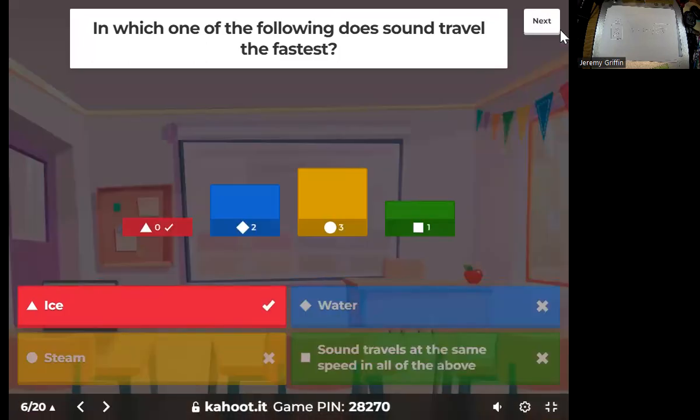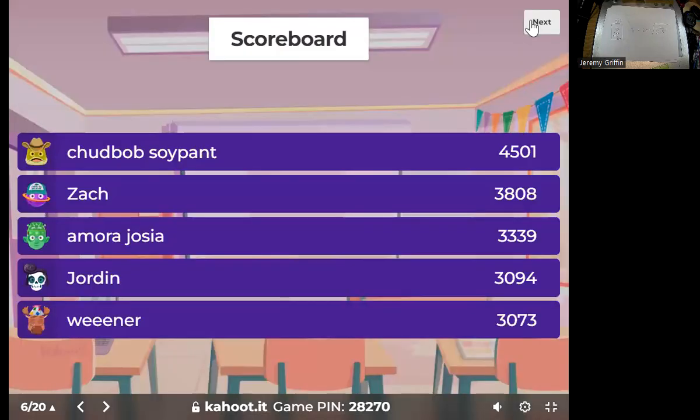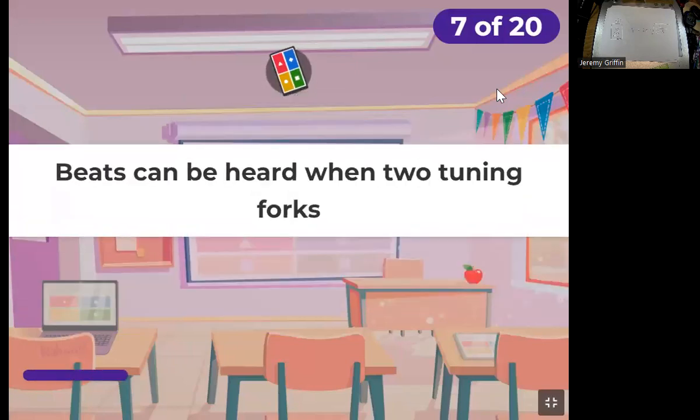So a general rule of thumb: sound travels fastest through solids, second fastest through liquids, and slowest through gases. So, okay. For those options, solid ice is the fastest.